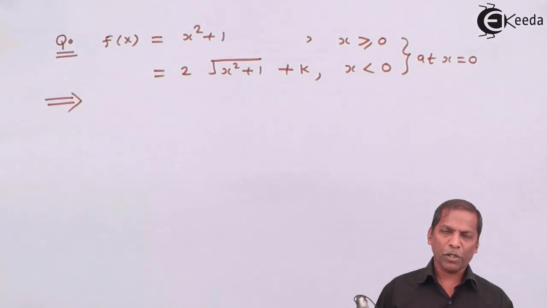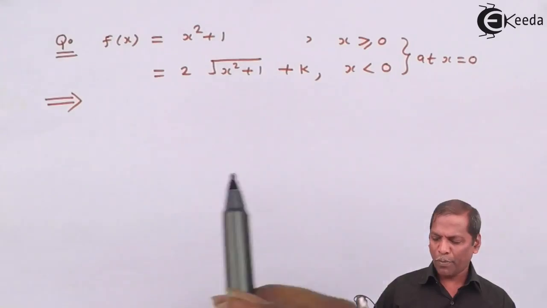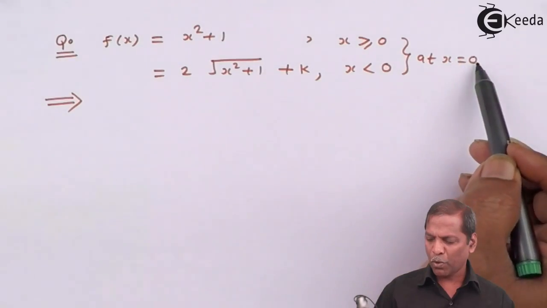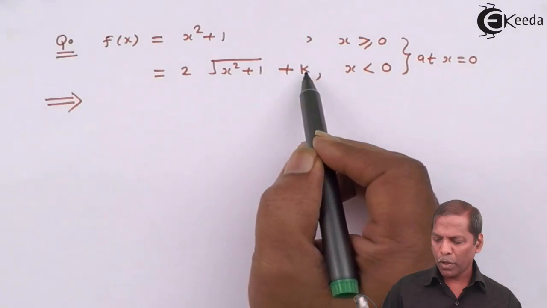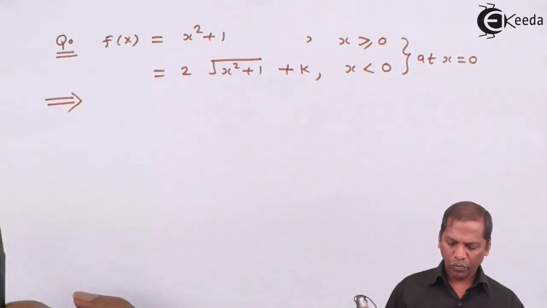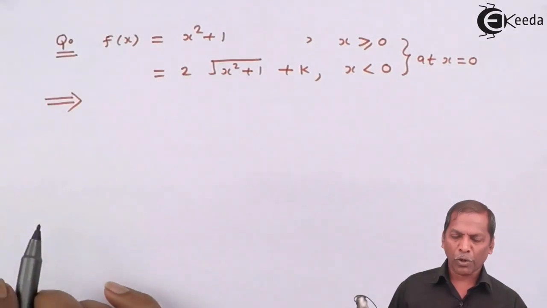So in this question, the given function is continuous at the indicated point, that is x equal to 0. And by using this fact, we have to find the value of the unknown term, that is k. Now let's see the solution.